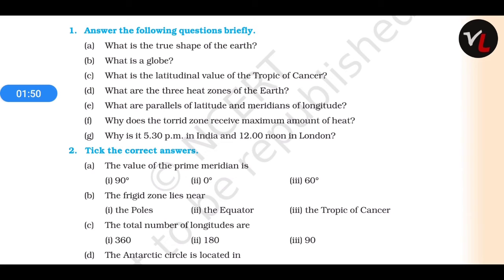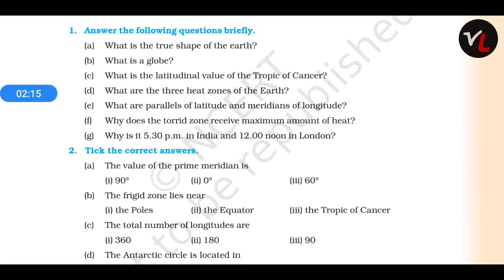Why does the torrid zone receive the maximum amount of heat? It is because of the presence of direct sunlight in the torrid zone, which helps in receiving the maximum amount of heat. Here the sun is directly overhead.